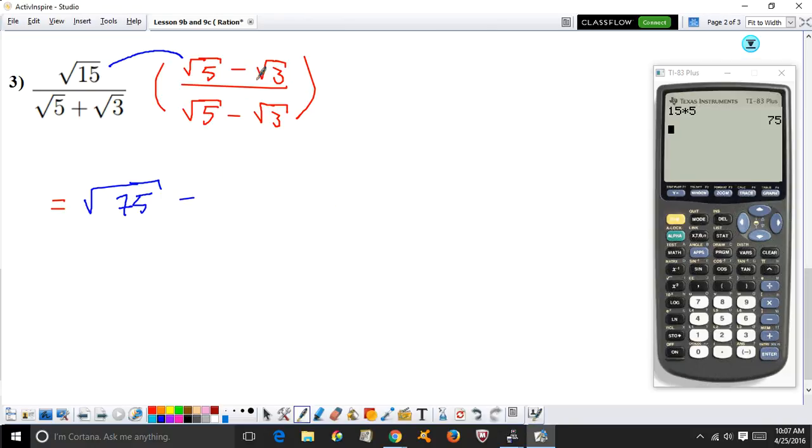So minus square root of 15 times square root of 3. Again, when you multiply square roots, you multiply the insides. So 15 times 3, we got 45. Okay. So now we're done multiplying the numerators. So now let's multiply the denominators.